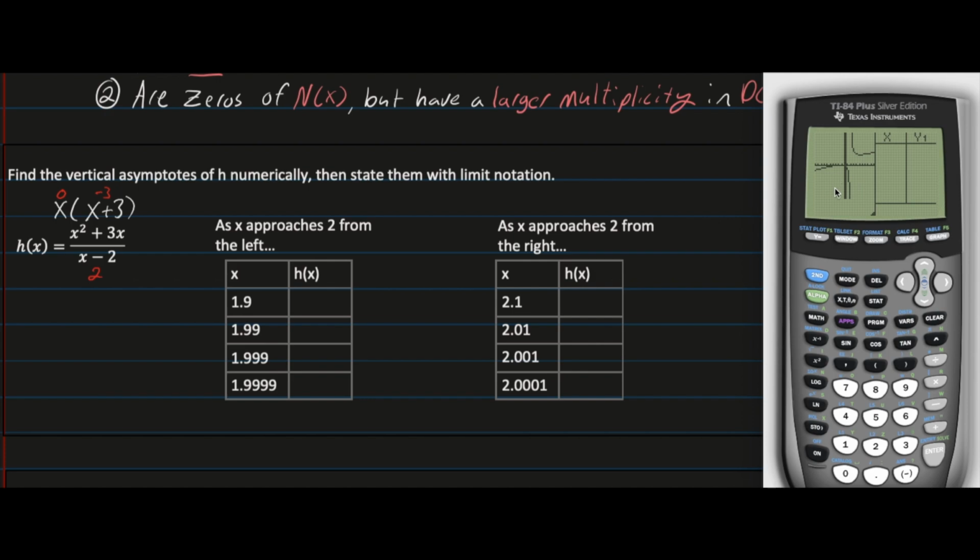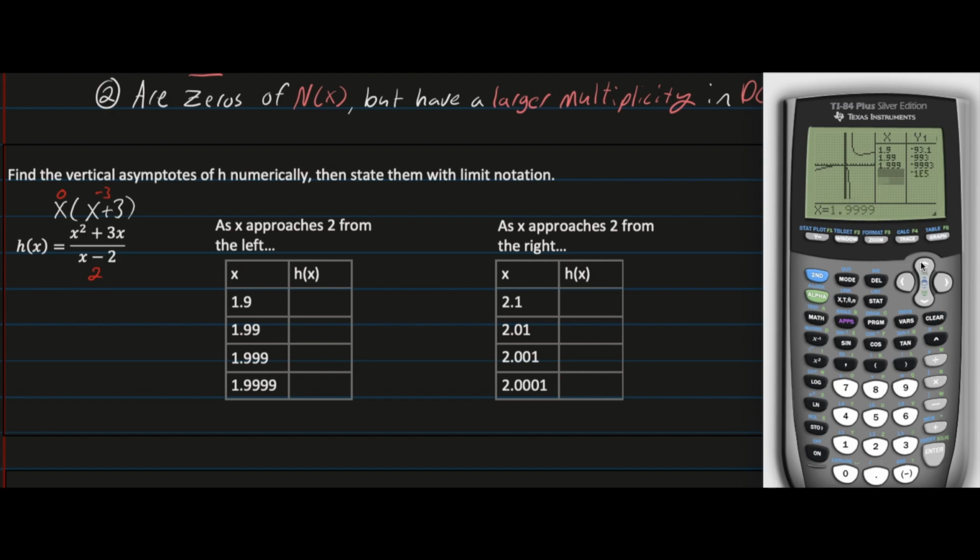So we can see graphically that the left side is going towards negative infinity and the right side is going towards positive infinity. So let's type in our numbers and see that numerically. We're going to hit second graph, and that allows us to bring up our table. And we're just going to type in these numbers. So we're going to do 1.9, 1.99, and we're getting closer and closer to 2 every time we do this.